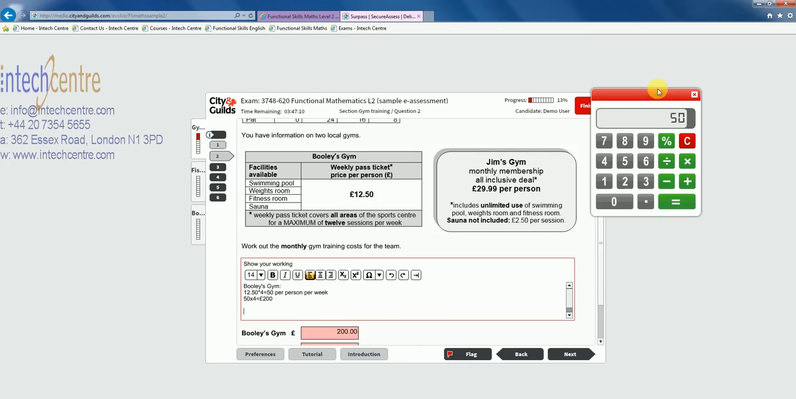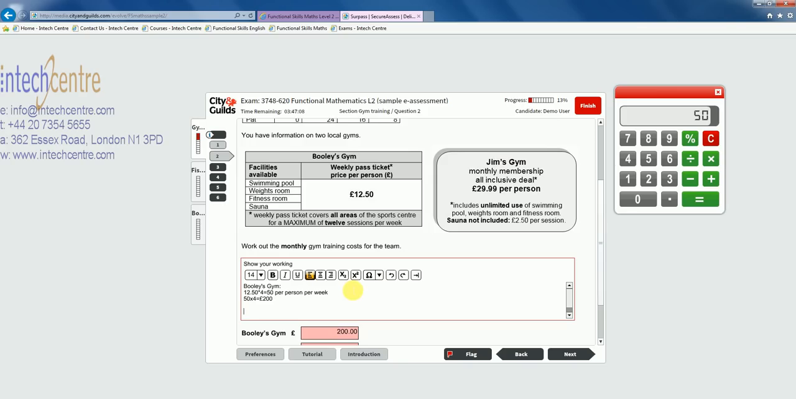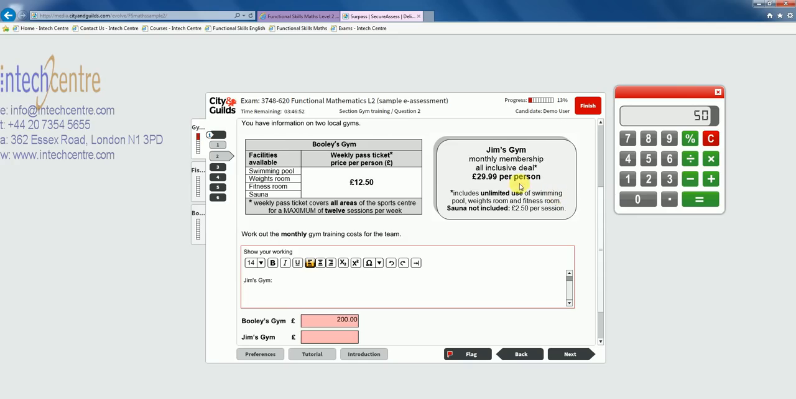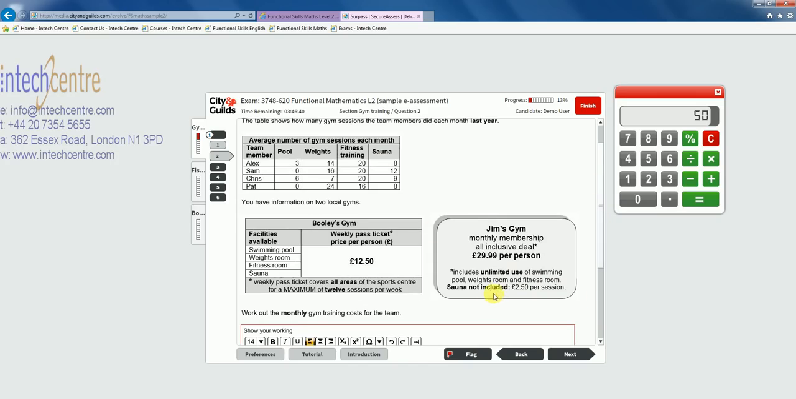If we move this calculator up the screen so we can see Jim's Gym, you can use the scroll bar here so your answers don't get deleted, the answers still are there. Just to show you what I'm doing, Jim's Gym is monthly membership. It's an all-inclusive deal, £29.99 per person. This includes unlimited use of swimming pool, weights room, fitness room. We can see here that they do use a sauna, but the sauna is not included in the monthly membership. It's £2.50 per session.